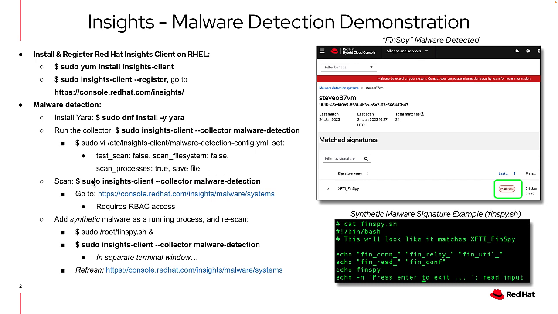And from there, we're going to go ahead and run another malware detection collector, and this is only going to scan the processes again. Then we're going to go to the Insights console, locate the system, and we'll see that we don't have a match yet. And then we're going to go ahead and run some synthetic malware as a running process, and then we'll go ahead and rescan once again. And once we've done that, we'll go back to the console, and we'll see over here that we have a match. And of course, here's just the synthetic malware signature that I'm going to use today for this demonstration. And that's it. So let's get started with the demo.